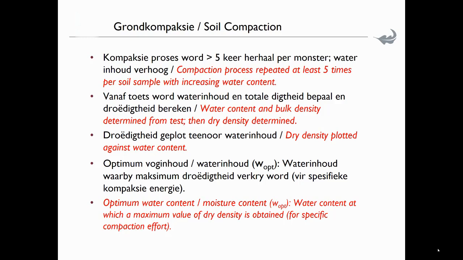So the optimum water content or moisture content, this W opt, is the water content at which a maximum value of dry density is obtained for a specific compaction effort. Different methods will give you different answers, and so often the person who wants the test done will have to specify which kind of test you want done and at what compaction effort, and also percentage of maximum.